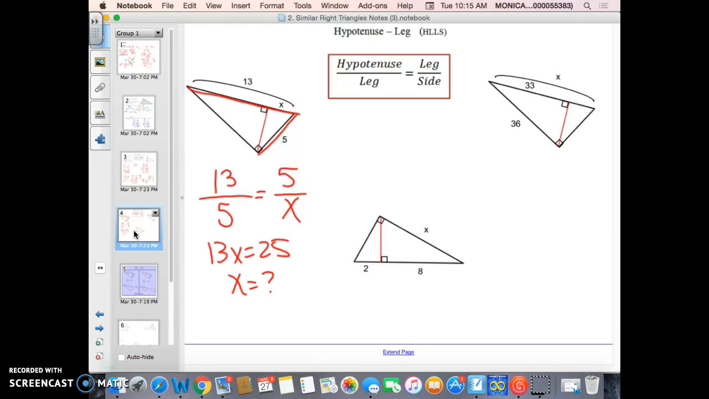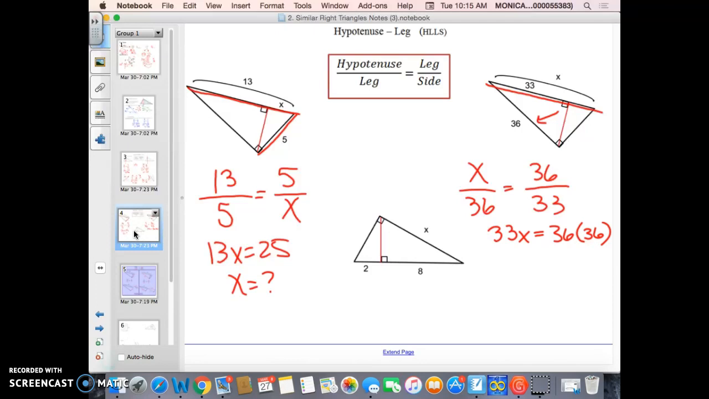Right, over here again, you're going to look for the big hypotenuse. So that's this big side over here. So that's x over, now the leg on that triangle is 36, which is actually also the hypotenuse on the other triangle, so that's why it comes again. And then we're going to put that over 33. And again, you're going to cross multiply: 33x equals 36 times 36.